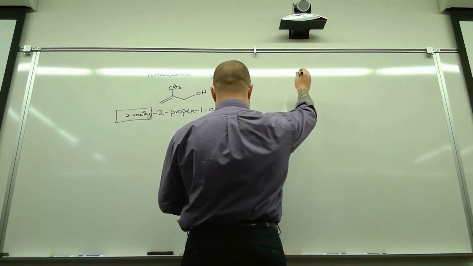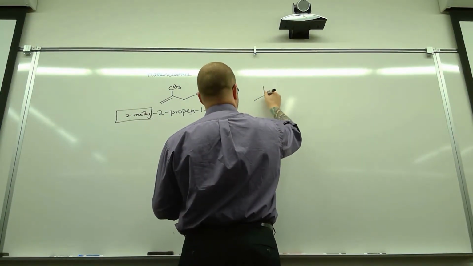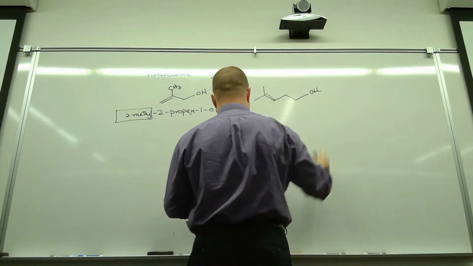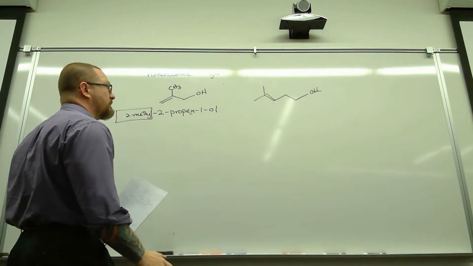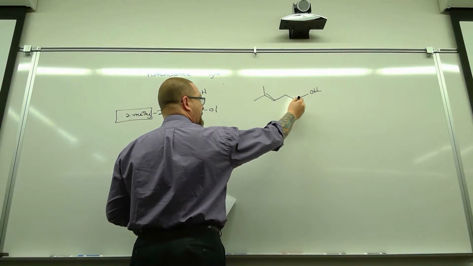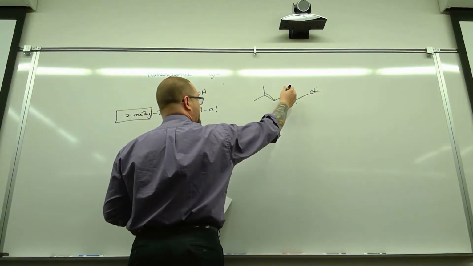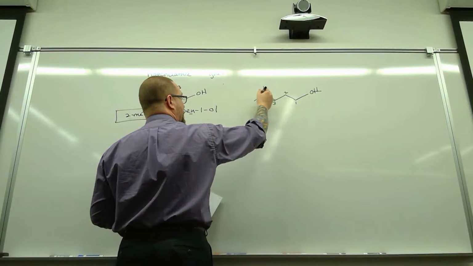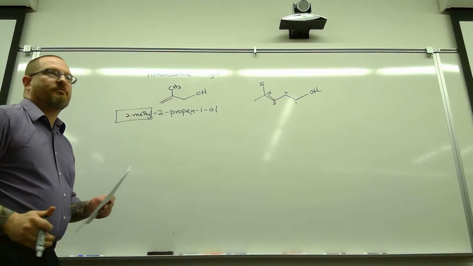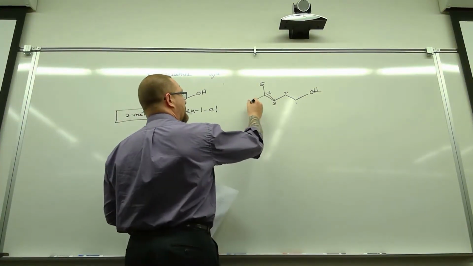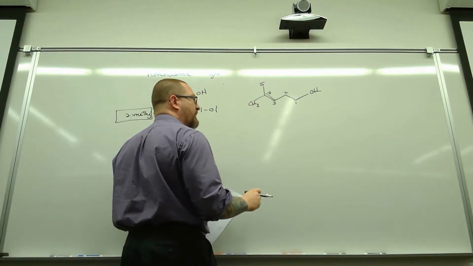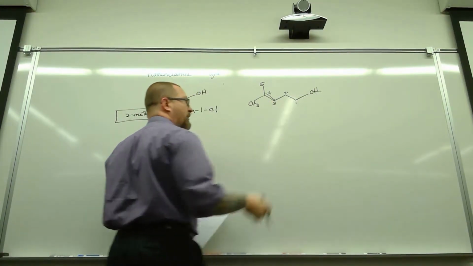Let's do another one. Longest continuous chain containing both functional groups, starting with the 1 carbon because we've got our hydroxyl on this side. 2, 3, 4. Curveball, throwing it up there. Why not, right? So we can play with it a little bit. So we do have a methyl group we have to name on the 4 carbon, we've got a double bond on the 3 carbon, and we've got a hydroxyl group on the 1 carbon.